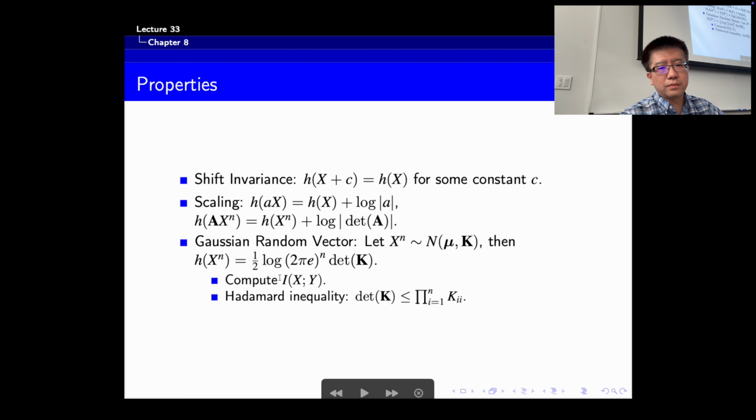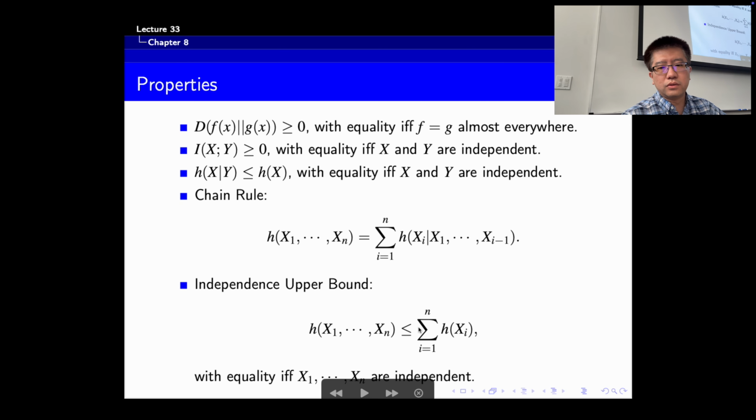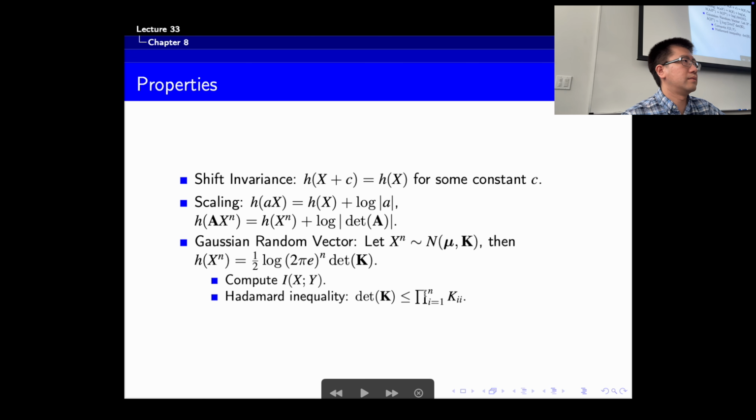Based on that, we can compute the mutual information. If x and y are Gaussian distributed, we can compute it, and prove the Hadamard inequality using entropy. If we do not use entropy to prove that, how can I prove it? Any idea? If you see this kind of form, probably we would use the geometric mean and arithmetic mean inequality to prove it. But entropy is probably easier.